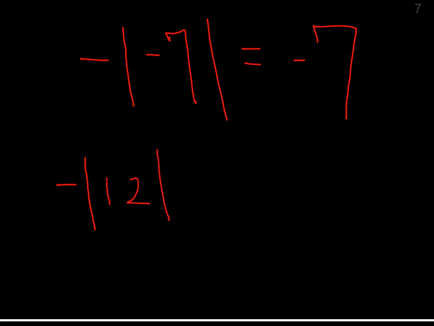If you look at another one, I'm going to ask you, what's the opposite of the absolute value of 12? Well, first I'm going to take the absolute value of 12, which is just 12, and find the opposite of 12, which is negative 12. And that's how you deal with problems with absolute value, integers, and opposites.